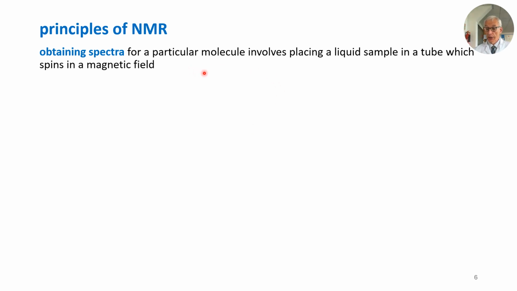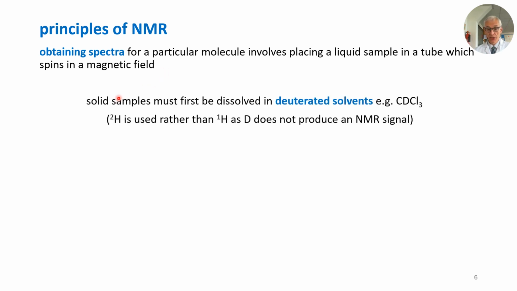So how are these chemical shifts obtained? Well, you place a liquid sample in a tube, which then spins in a magnetic field. If the sample is solid, rather than a liquid, then it needs to first be dissolved in a solvent. But we have to have a solvent which will itself not interfere with the signals. So we use deuteriated solvents, that is, we use the isotope deuterium, hydrogen-2, because of course having an even number of nucleons, it does not produce an NMR signal.